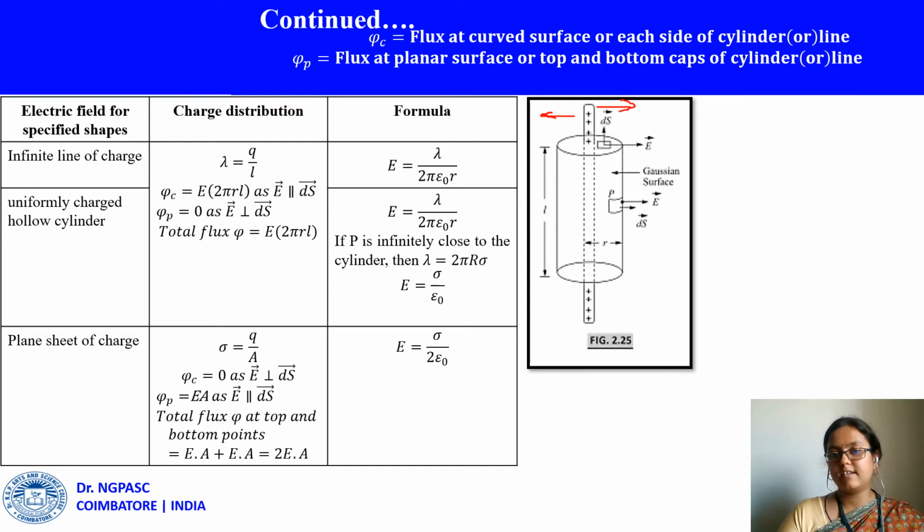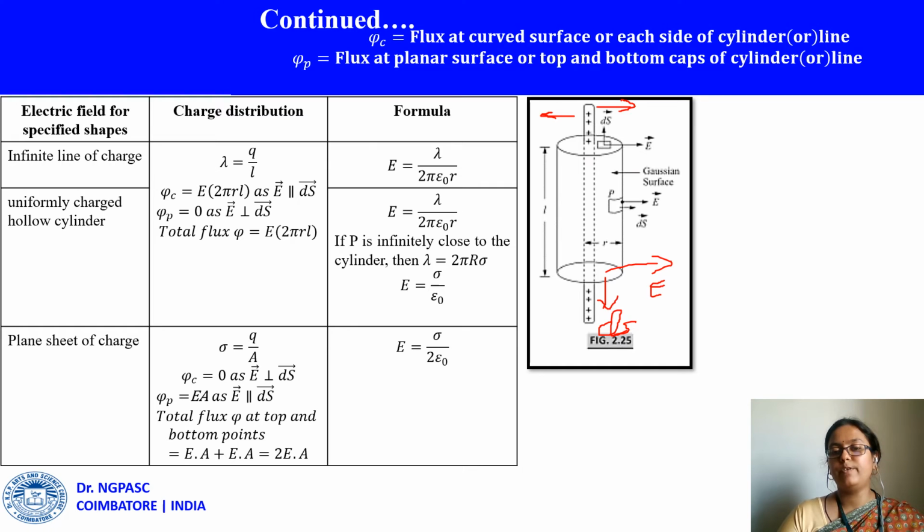Now if you see this diagram, the electric field and the normal to the plane, that is ds vector, are perpendicular to each other at the top region and at the bottom region. This will be ds and this will be E vector.